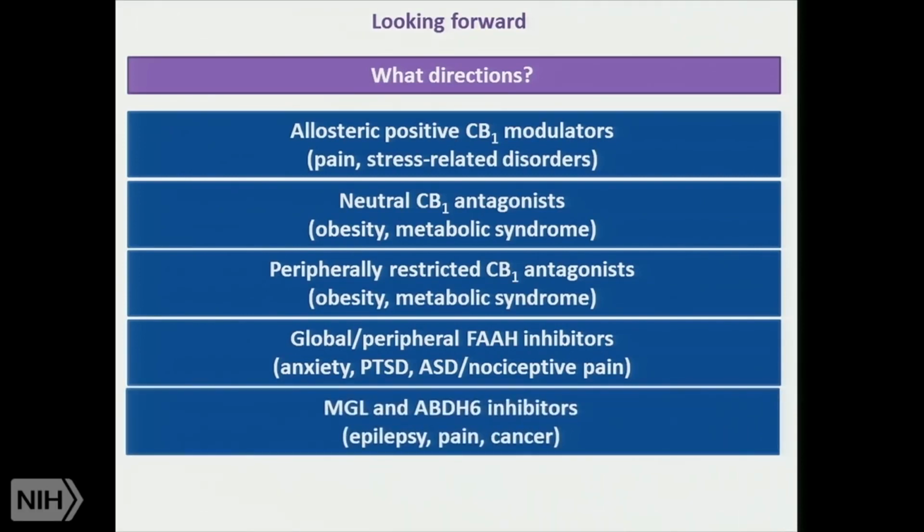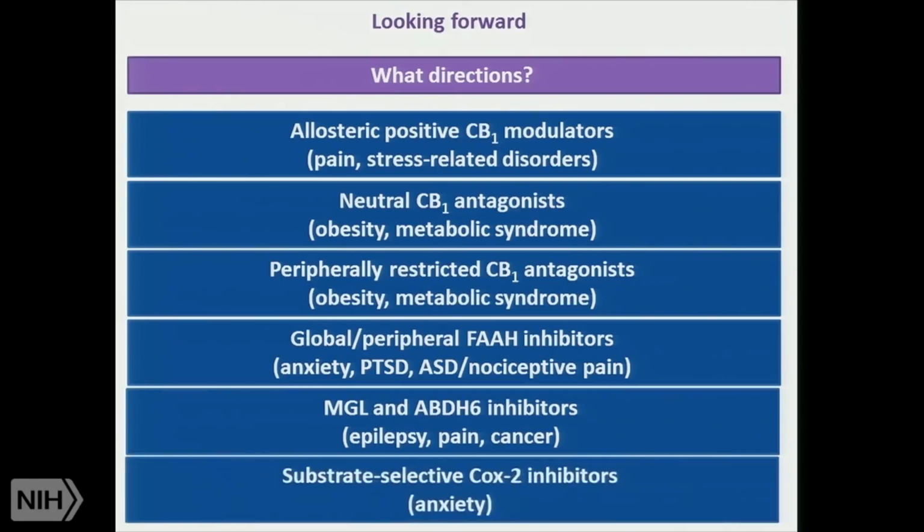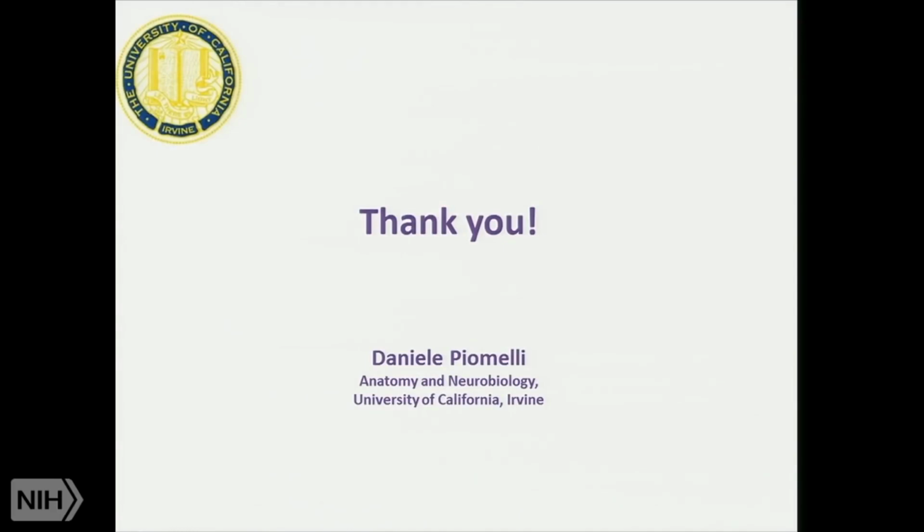Also, MGL inhibitors, or MAGL, as other people like to call it, and ABHD6 inhibitors, which target the 2-AG degradation, also have promise, particularly in epilepsy, pain, and cancer. Last but not least, I'd like to mention compounds that selectively inhibit the conversion of endocannabinoids to metabolites via the COX pathway. Again, I didn't have the time to go over them, but these are interesting molecules. And with this, I am done. The light is red, and I thank you for your attention.